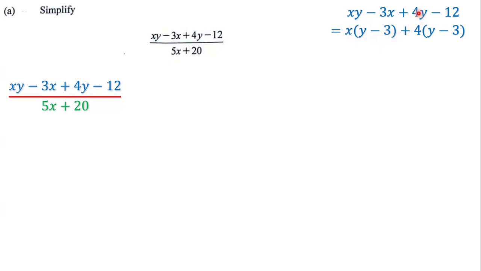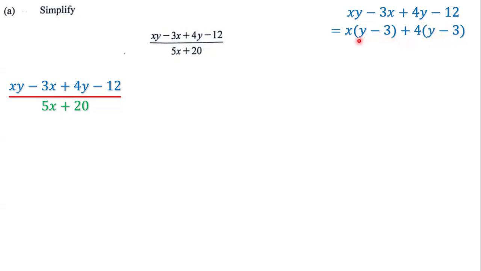Now notice that 4 is a factor of 4y, and 4 is also a factor of 12. So we can factor out the 4. 4 times y is 4y, and 4 times negative 3 is negative 12. So this is also factorized in a good way.